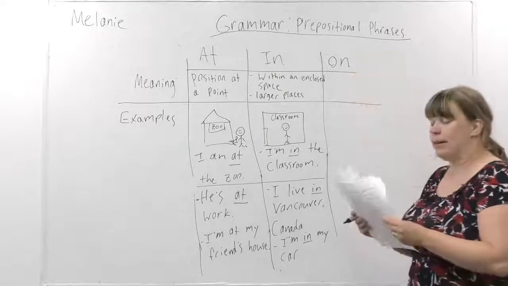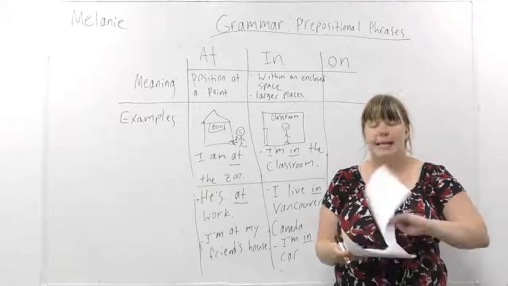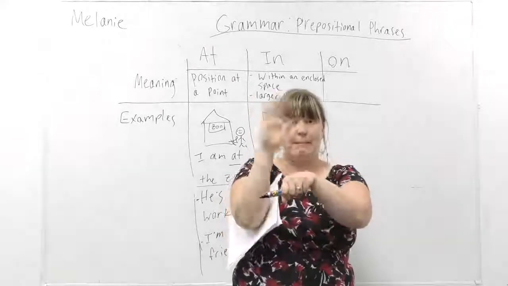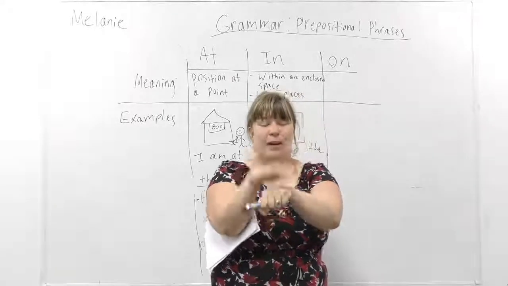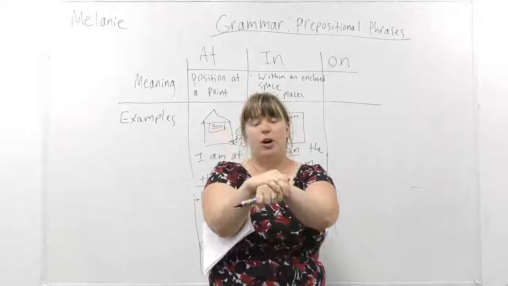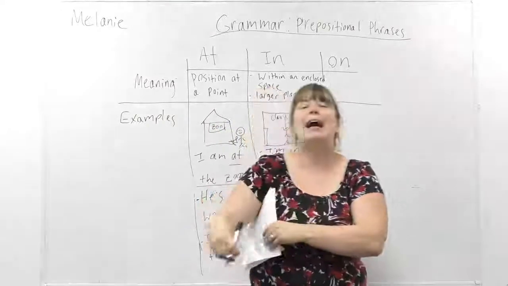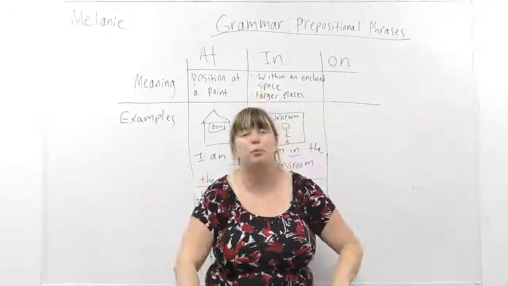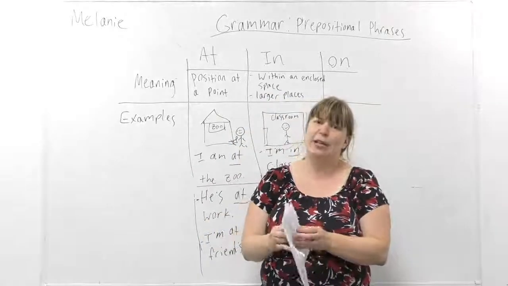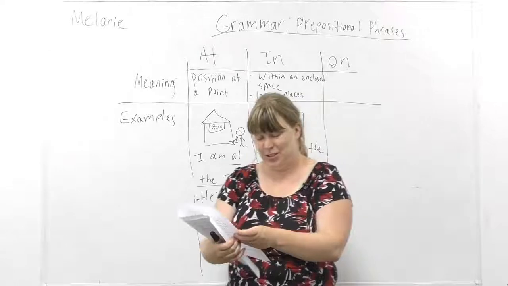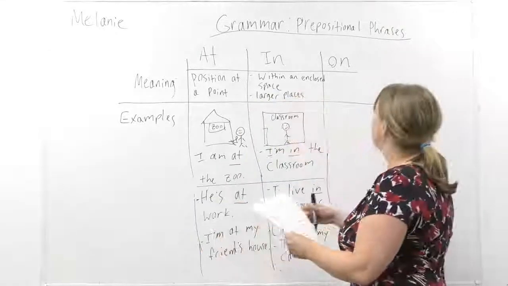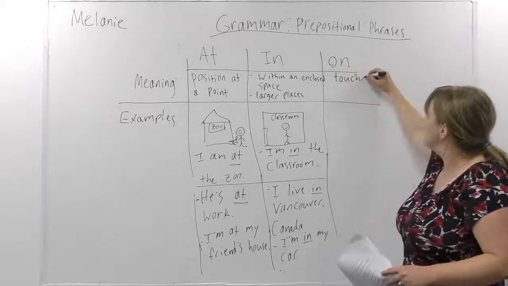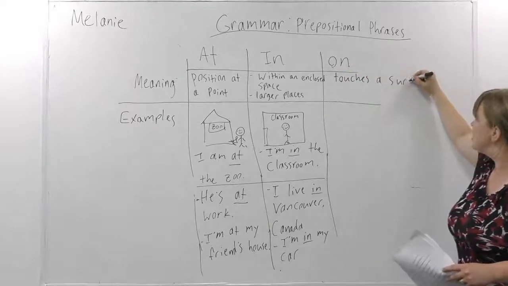Okay, so on, what does on mean? So think about on as being on a surface. Typically, this is what I think of for on. My top hand on my bottom hand. I am standing on the floor, so there's pressure on the floor. Not a good example, sorry. I will do better. Okay, so on, basically, this is something that touches a surface.